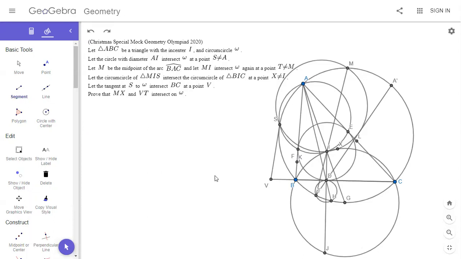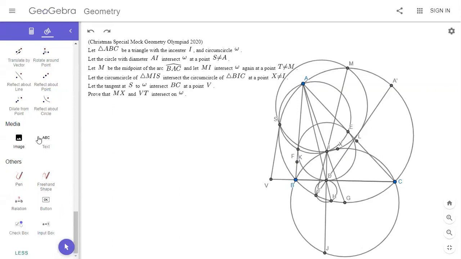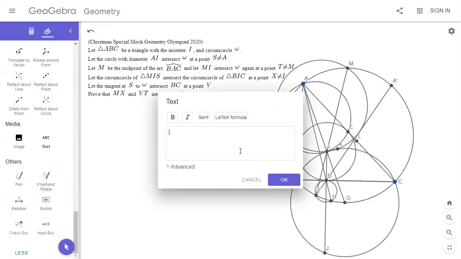But then why would V, T, and H be collinear? So by the radical axis theorem, I could show V has the same power with respect to all three circles, because, so I'll type it out, we'd have VD squared is equal to VS squared is equal to VB times VC.